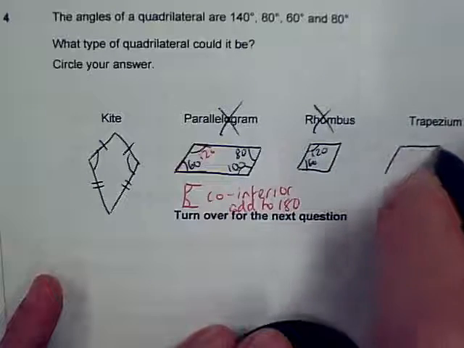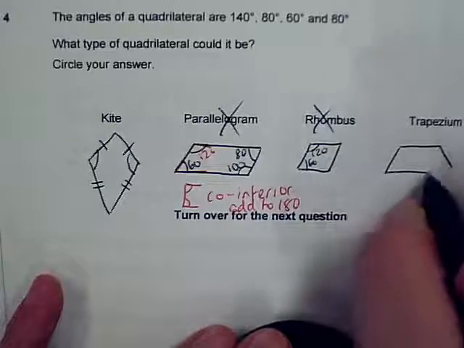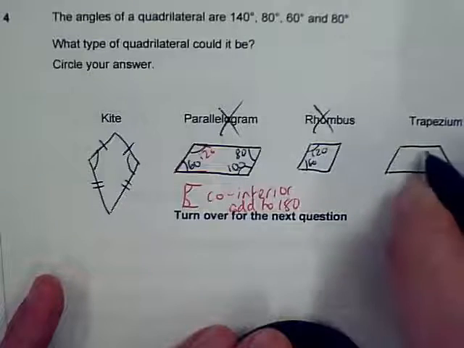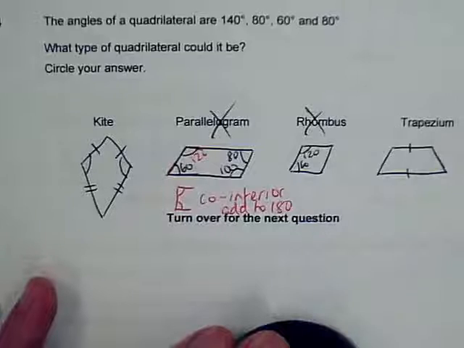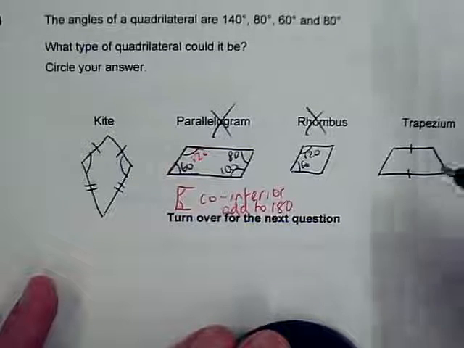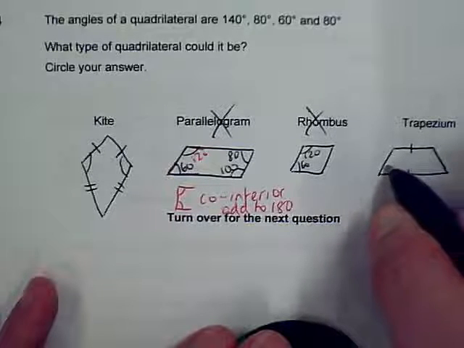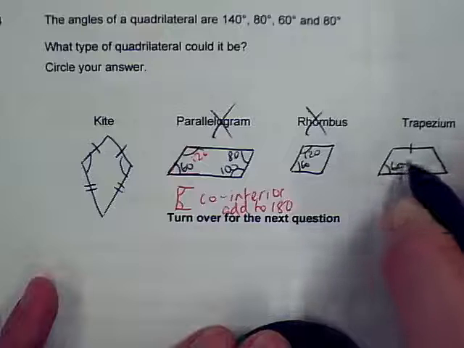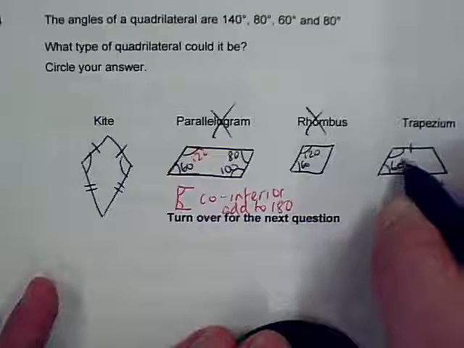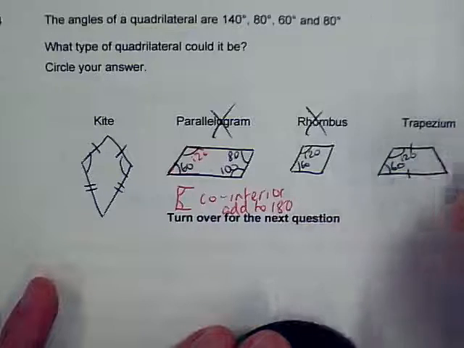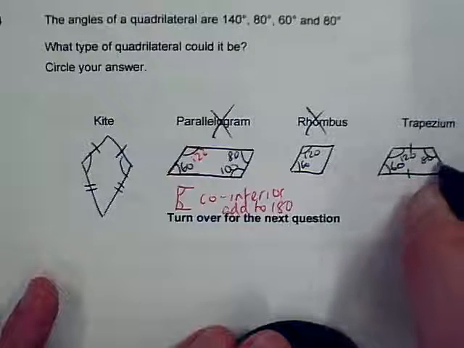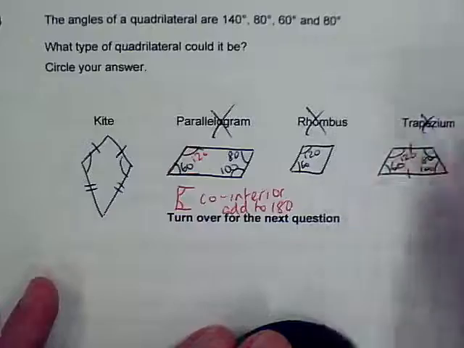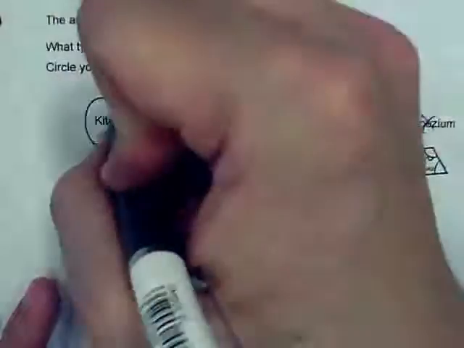And finally, a trapezium looks a bit like this, although there are other ways of drawing it. We have one pair of parallel sides, one pair that aren't parallel, and again, we've got the same problem. If this one here was 60, this one here has to be 120 because of the C shape. Or if this one here was 80, this one would have to be 100. So it cannot be that one. Kite is the correct answer.